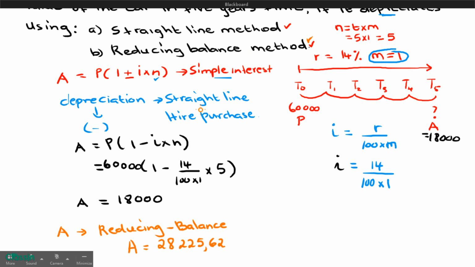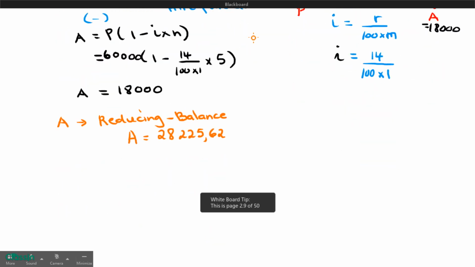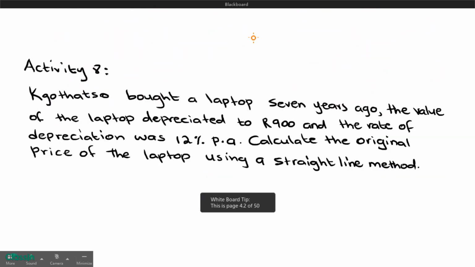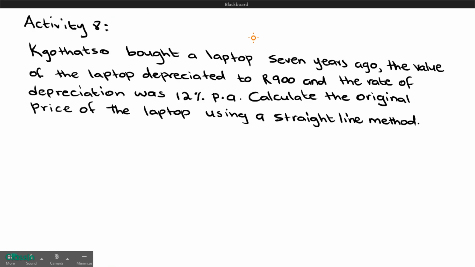So hence I said that I want to stress the straight line method. Now, we also have activity number 8. Kgothatso bought a laptop 7 years ago. The value of the laptop depreciated to 900 and the rate of depreciation was 12% per annum. Calculate the original price of the laptop using a straight line method.